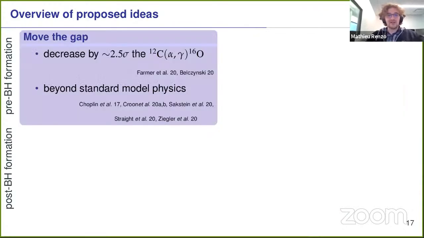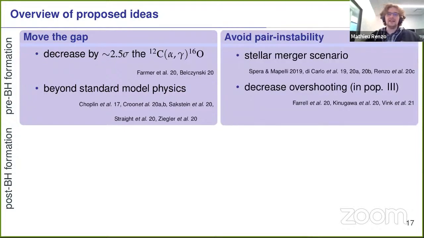The second thing that you can do is completely avoid the pair instability, either with stellar mergers, and this is what I will focus on in the rest of the talk, or by making the cores very small by default. And one way of doing this is to prevent mixing at the outer edge of the core. So for those that are familiar with stellar evolution, this is often called overshooting.